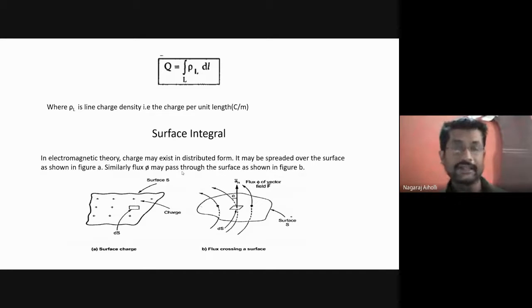If it is a line, we use the formula of the line integral. If it is a surface, then we integrate with respect to the surface. A charge may exist in distributed form, that is, it may be spread over the surface as shown in figure A. In figure B, what you are seeing is the flux crossing the surface. This parallelogram is a small surface, ds. The flux is crossing this incremental surface, ds.